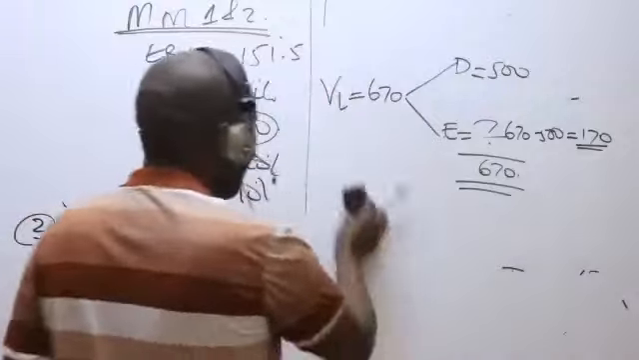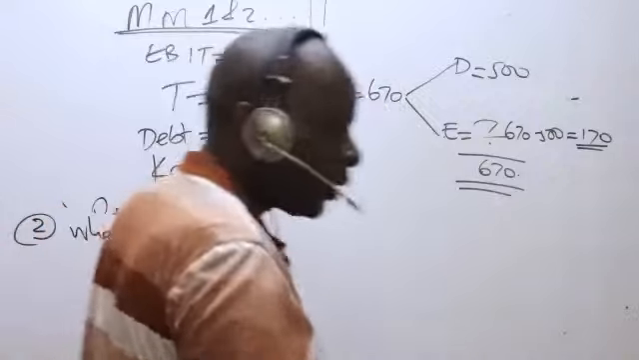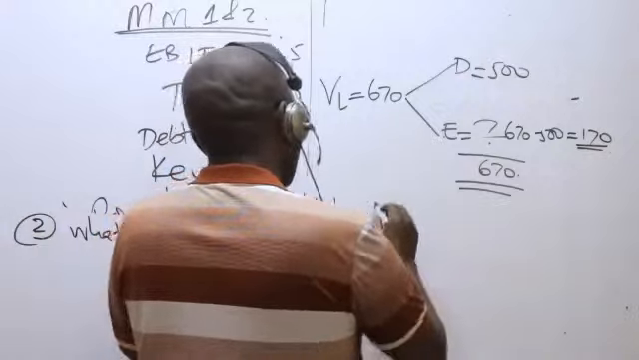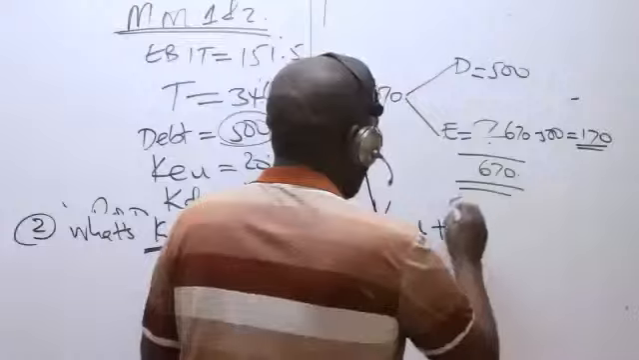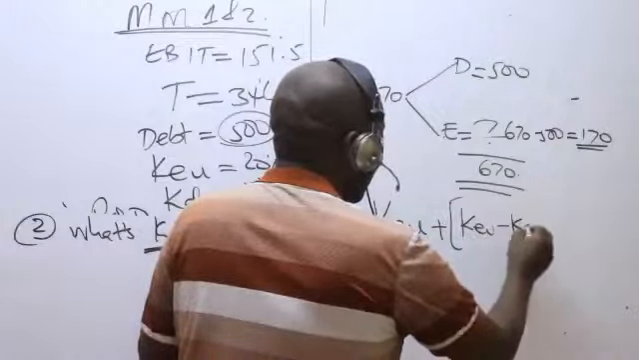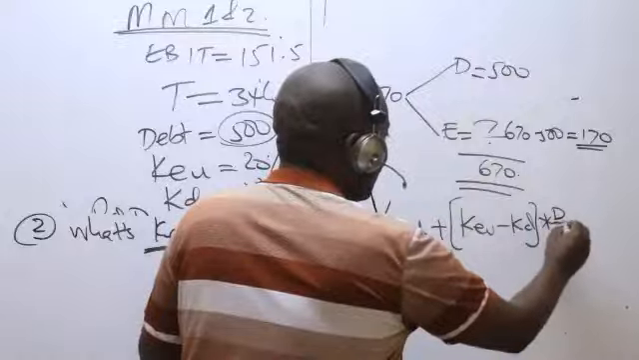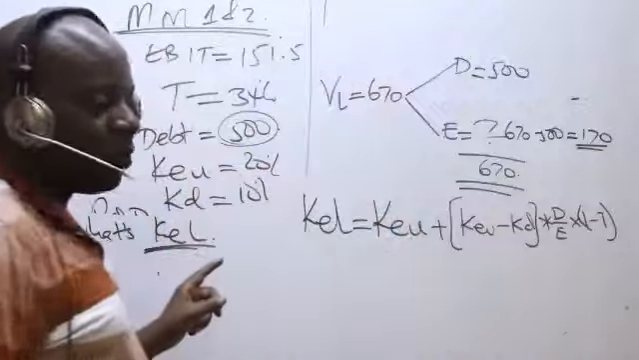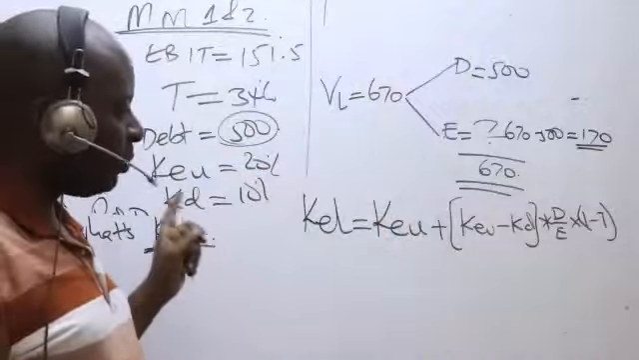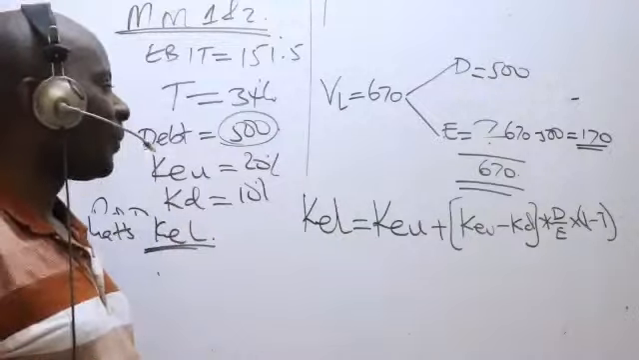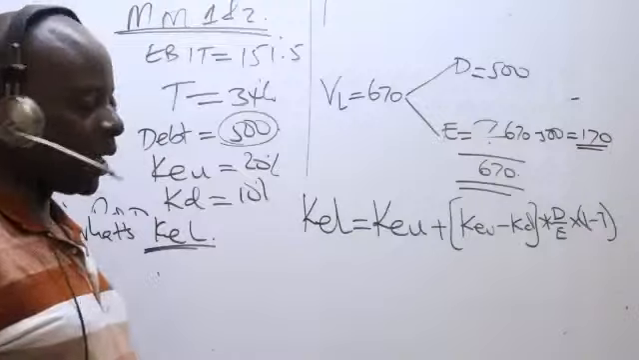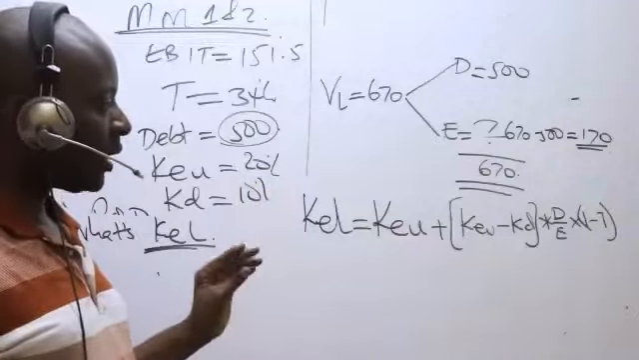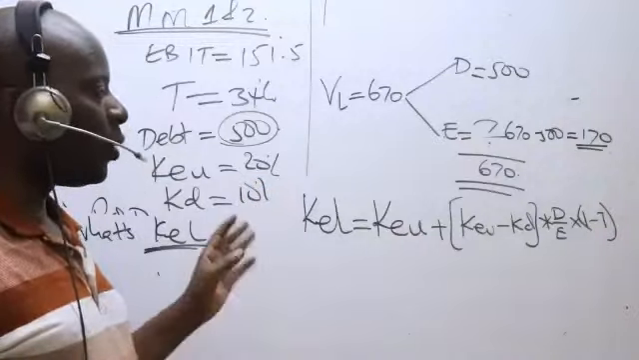What I know, ladies and gentlemen, is that there are very many ways that you could make use of to get this. But the best of them all, when they ask you to give them KE, always tell them that KE is KU plus (KU minus KD), times debt over equity, times 1 minus tax. A very important formula for getting the cost of equity of a levered organization: KU plus (KU minus KD) times D over E into 1 minus tax.